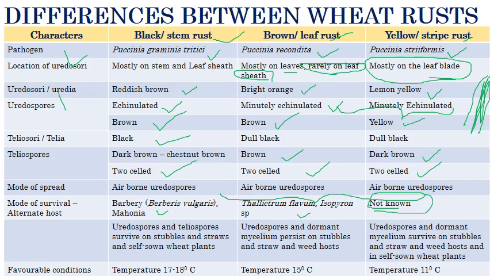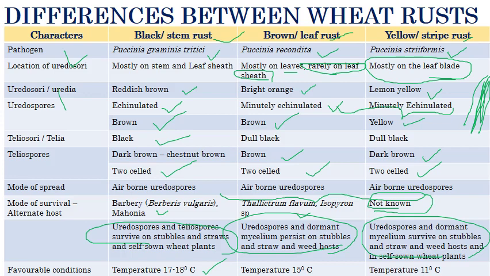So coming to the urediospores and teliospores, they survive in stubbles and straws in case of black rust, whereas in brown rust urediospores and dormant mycelium persist in stubbles, that is waste materials after harvesting. In yellow rust or stripe rust, urediospores and dormant mycelium survive in stubbles like brown rust. So coming to the favorable conditions, black rust requires an average of 17 to 80 degree temperature for their best growth and survival, replication or multiplication.